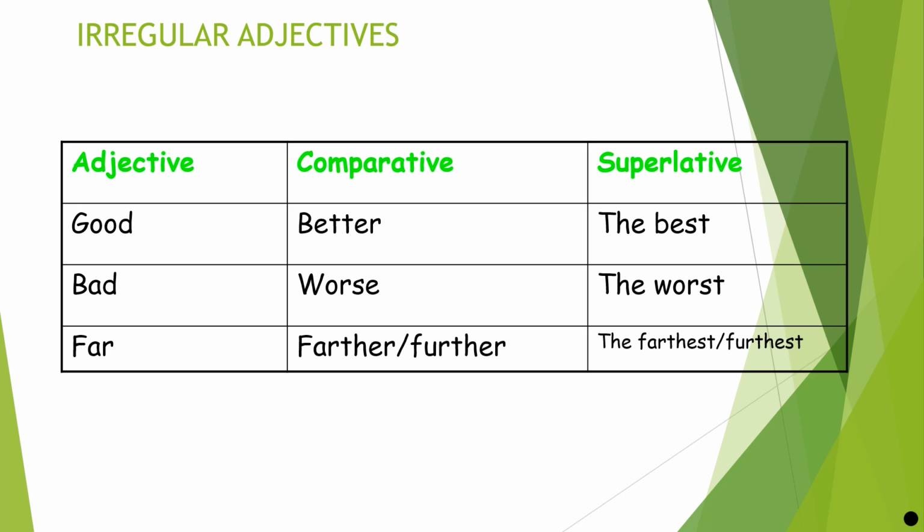Irregular adjectives. There are few adjectives which do not follow any rule. Good, better, best; bad, worse, the worst; far, further, furthest. These are the examples of irregular adjectives.